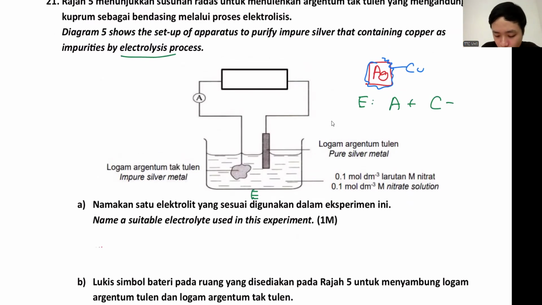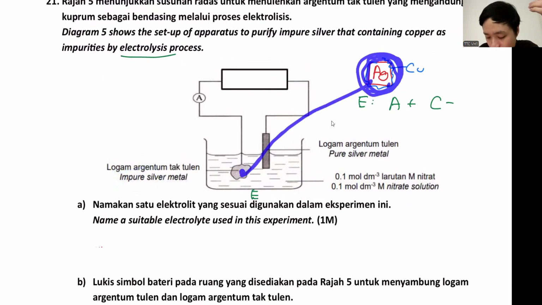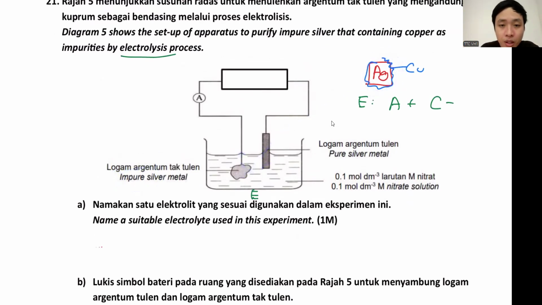Remember, we normally want to sacrifice the impure one. We want to make sure the impurities, like here is copper, the dirty things like copper, have to dissolve into the solution. So that's why the impure metal is normally connected to the anode, which is the positive terminal. Pure metal, pure silver, is connected to the cathode, the negative terminal.